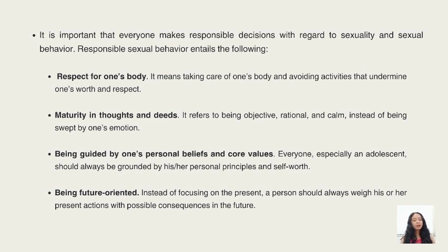Responsible sexual behavior entails the following. Respect for one's body. It means taking care of one's body and avoiding activities that undermine one's worth and respect. Maturity in thoughts and deeds. It refers to being objective, rational, and calm, instead of being swept by one's emotions. Being guided by one's personal beliefs and core values. Everyone, especially an adolescent, should always be grounded by his or her personal principles and self-worth. Being future-oriented. Instead of focusing on the present, a person should always weigh his or her present actions against possible consequences in the future.